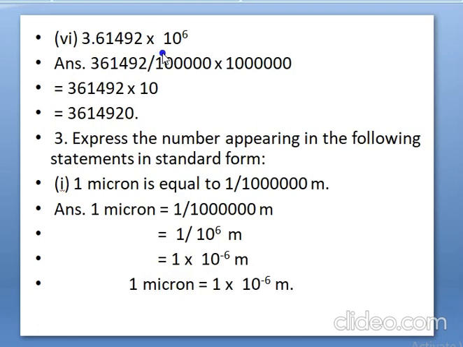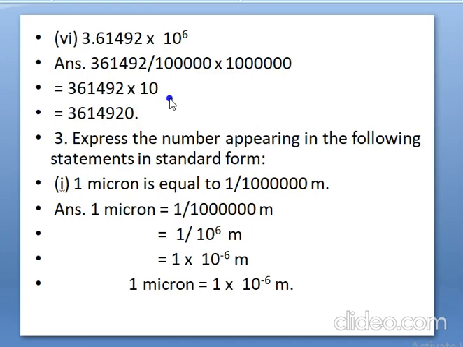Now sixth one, 3.61492 into 10 to the power 6. So for removing the decimals, after the decimal you are having 5 digits. So 3,61,492 divided by 1 lakh into 1 and 6 zeros. So it will be 5 and 6 zeros, in that 1 will be left. So it will become 36 lakhs 14,920 will be the answer.